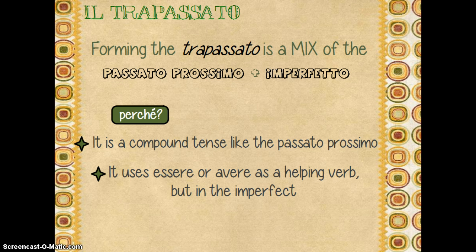Okay, so forming the trapassato is actually a mix of the passato prossimo and the imperfetto, so it's good. It's no new information. It's kind of just mixing together what you already know. Why, you may ask? It's a compound tense like the passato prossimo, and by compound, I mean that it takes a helping verb and a past participle. If you remember, our helping verb is essere or avere. In any tense that you learn in Italian, essere or avere will be your helping verb. And the only difference is that the helping verb we actually conjugate in the imperfect and then put it together with a past participle. So dormito, andato, etc. Okay?